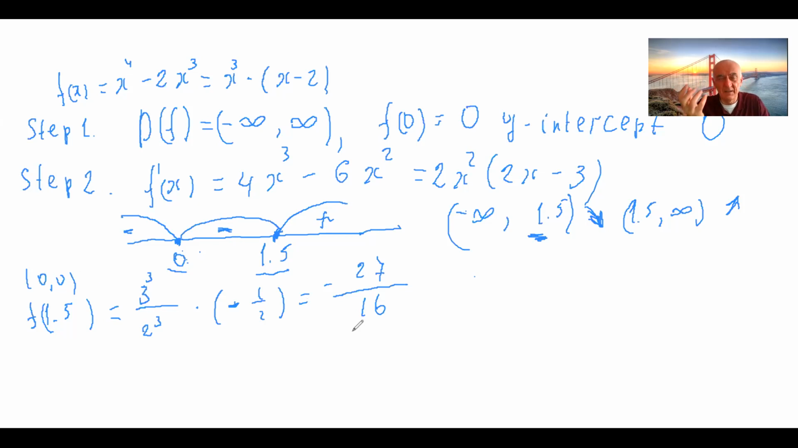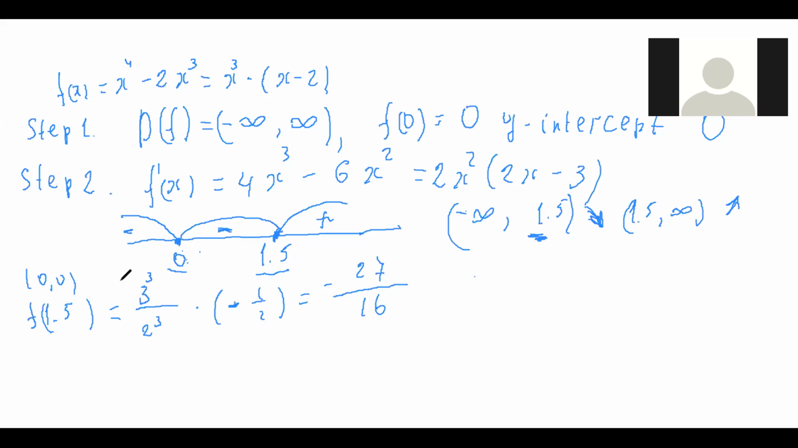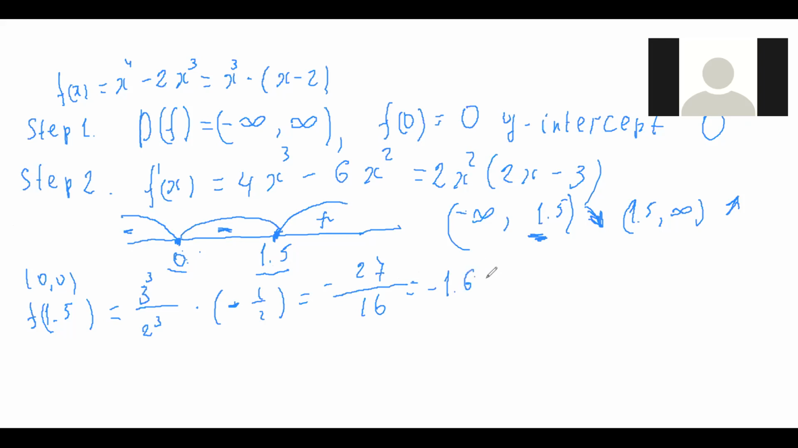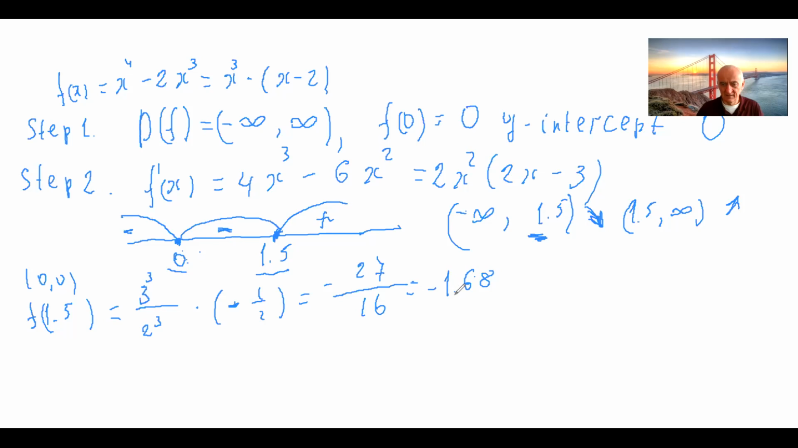In the final step, we need to sketch the graph. And to sketch the graph, I need to plot these points, 0 and 1.5. But to plot in the coordinate system, we need to know two coordinates. One point is 0, 0. And another point, what is it? Minus 1.68. Correct? Yes. So now I know that I will plot in the final step 0, 0 and another point 1.5 and negative 1.68. I will write 1.7.